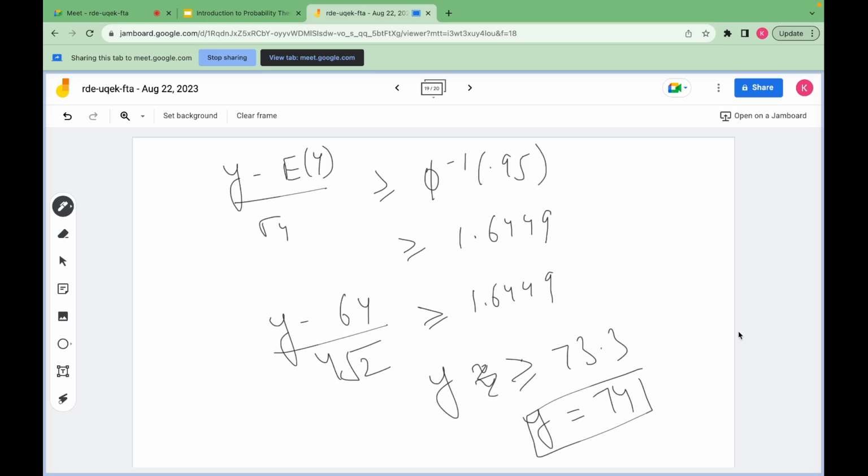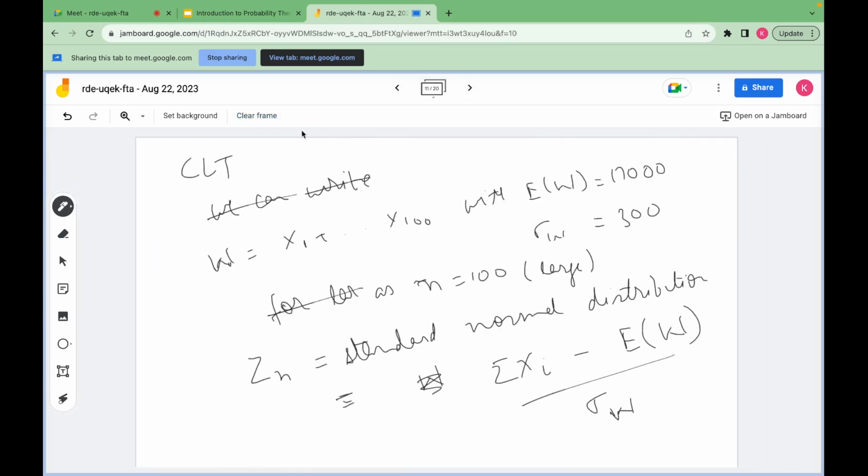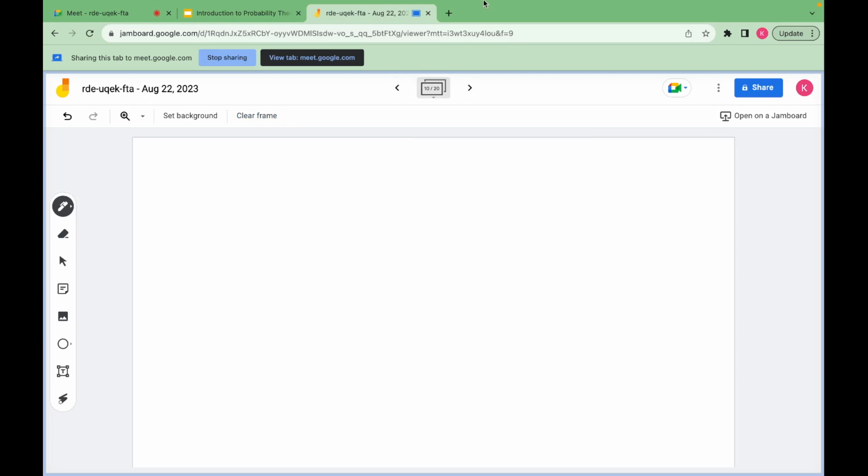So all these decisions are made using these types of concepts. I hope this is clear. So moving to the next question. I will add all these questions in the presentation file after the class.